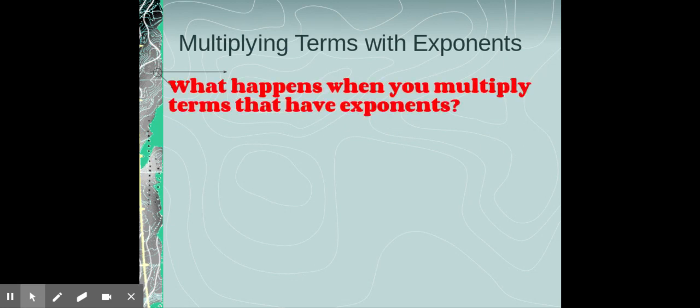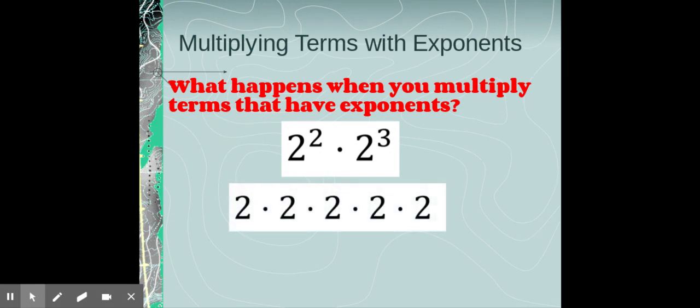Okay. I'm going to ask you to take a look at this multiplication problem. It says 2 squared times 2 to the third. Now, before you try to come up with an answer, before you even think of an answer, I want you to expand out 2 squared and 2 to the third. So expand those. 2 squared would be 2 times 2. Let me put parentheses around it. 2 to the third would be 2 times 2 times 2.